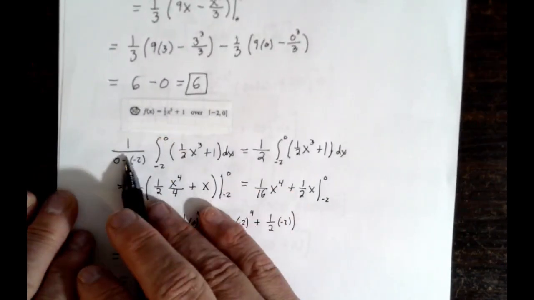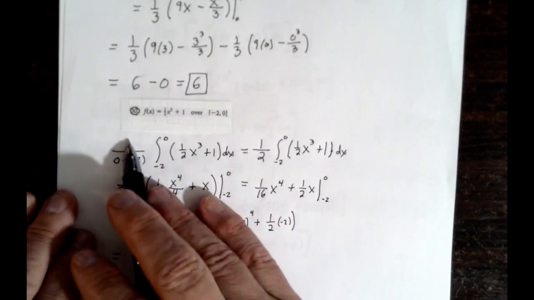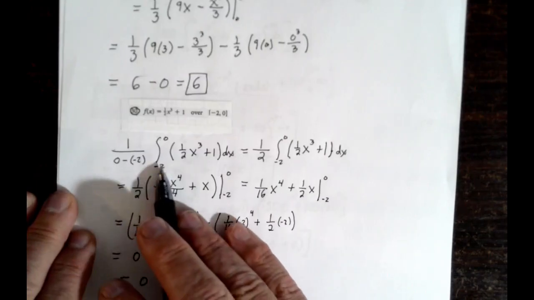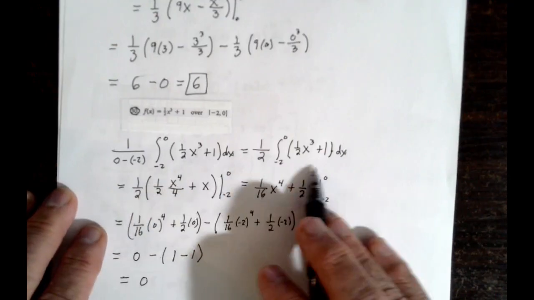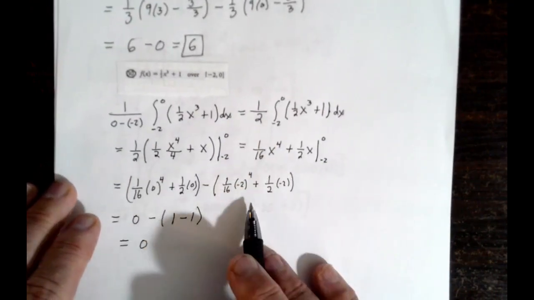And this one, again, your values are minus 2 to 0, so 1 over 0 minus a negative 2. And your integration is from minus 2 to 0, and you integrate this function here. And you get this, and you plug in your values, and you get 0.